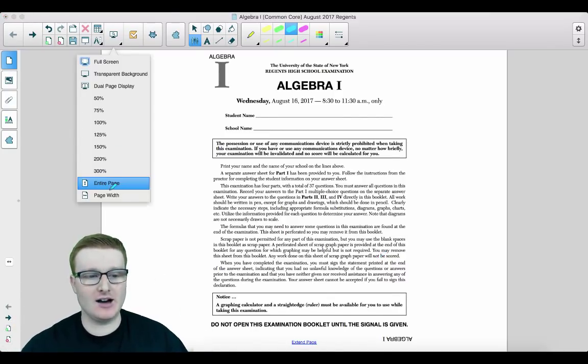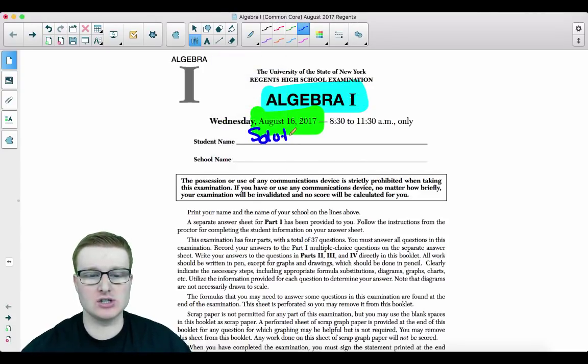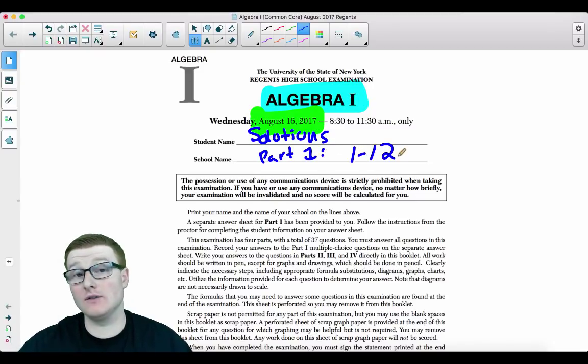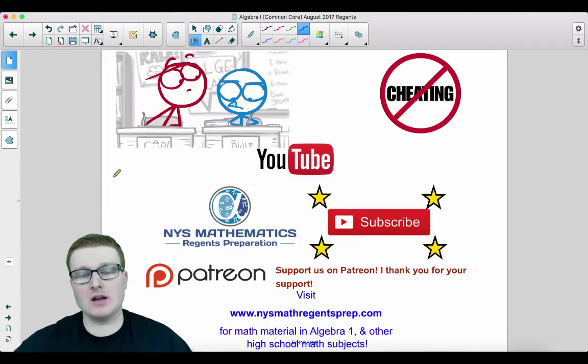This is going to be the Algebra 1 Common Core Regents exam for August 2017. Not too bad of an exam, if I must say. These are going to be the solutions to Part 1, which are the multiple choice questions 1 through 12 of this exam. Before we begin, let's talk about a couple things.